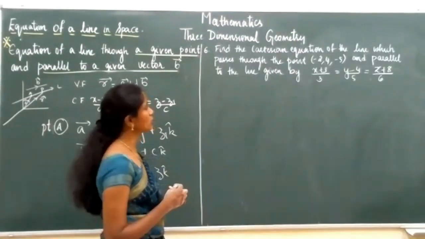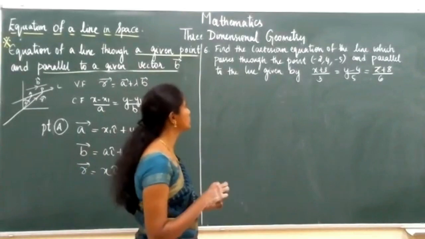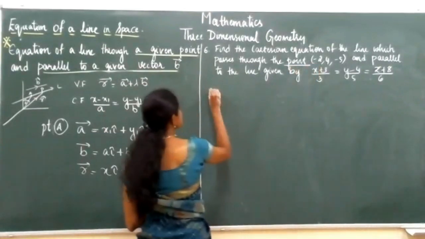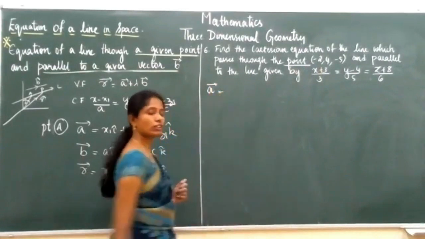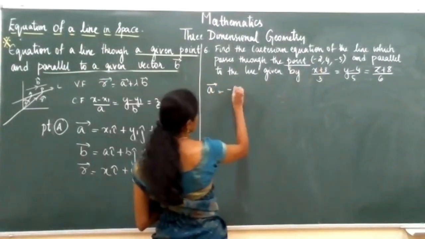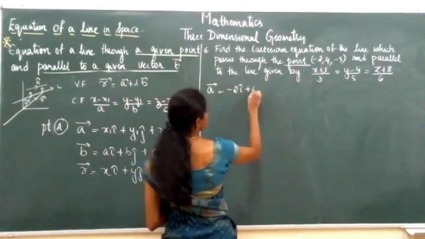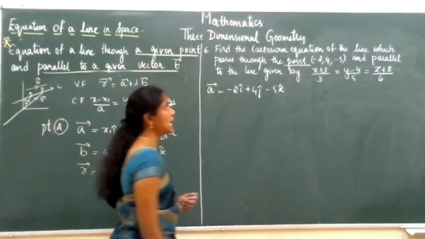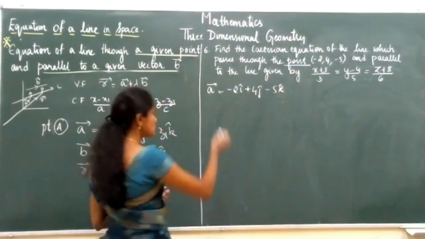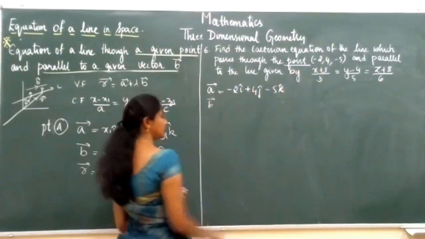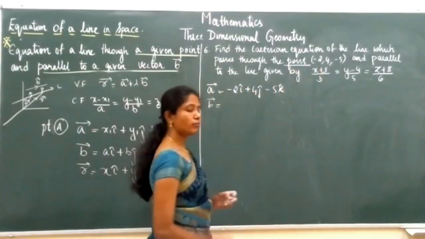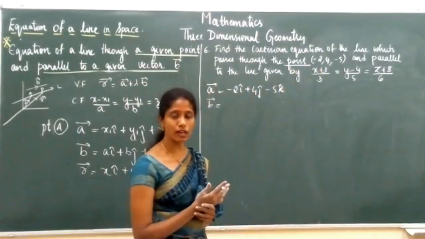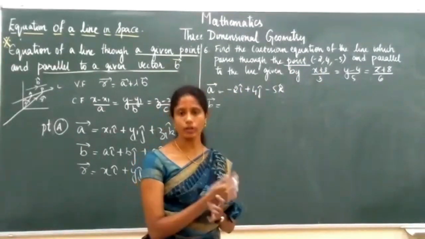Understood? Next question: we need to find the Cartesian equation of the line which is passing through the point. Again, they have given the point, which means that is for vector A. So let us write vector A. It is given by 2 i cap plus 4 j cap minus 5 k cap. Next, and parallel to the given line, so it is for vector B. Here, parallel to the line, they have given that line's Cartesian equation, but they have not given directly what vector B is.